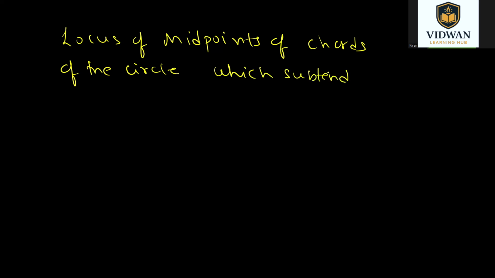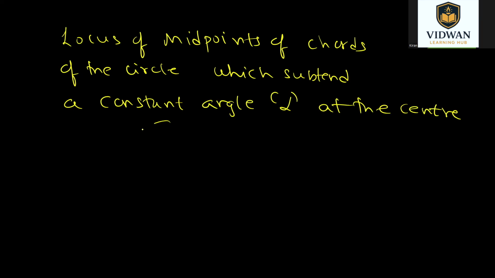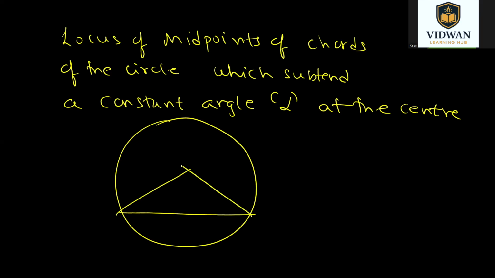Equation of circle is our choice. We can take anything. The chord subtends a constant angle alpha at the center of the circle. So same diagram again. If the chord subtends an angle of alpha at the center, this is given. What is the locus of the midpoint?